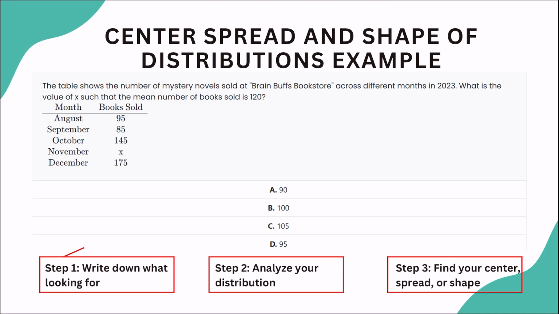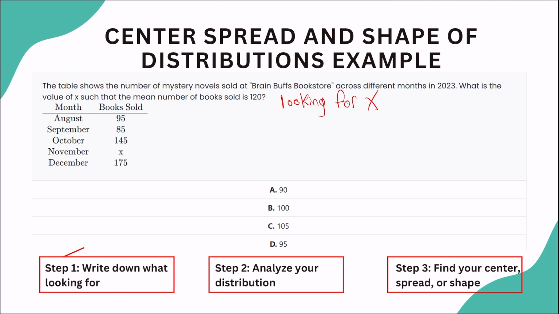So here's an example problem. The table shows the number of mystery novels sold at Brain Buff's bookstore across different months in 2023. What is the value of X such that the mean number of books is 120? Okay, so I'm going to write down what we're looking for. So looking for X. Okay, now I'm going to analyze my distribution, step number 2.